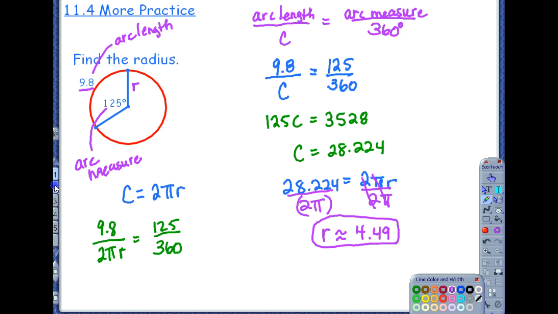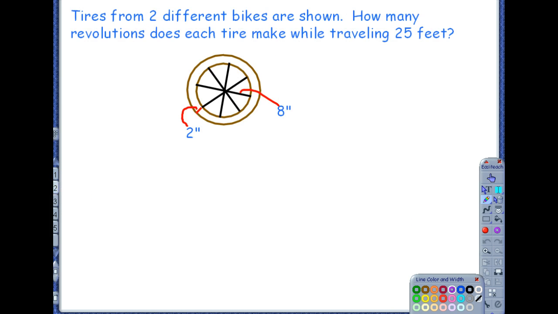Okay, now we're going to take it a little bit further, with some different types of problems. Yesterday on your classwork, you noticed there were some things talking about revolution. So we've seen this vocabulary term before. We know it means a full rotation, basically a whole circumference.